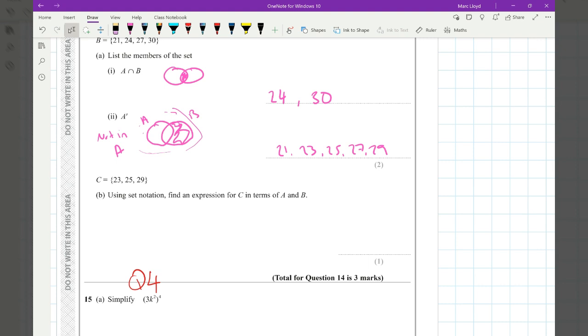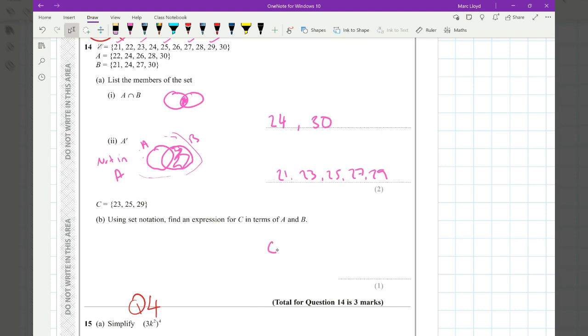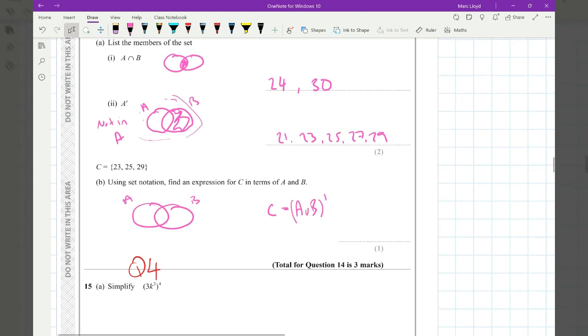Using set notation, find an expression for C in terms of A and B. So C is going to equal, so 23 is not in A. There's A, there's B. 23 is not in A. In fact, it's not in B either. So not in A. I really want to say A union B in a bracket like that, but I don't think it's going to be happy with that.